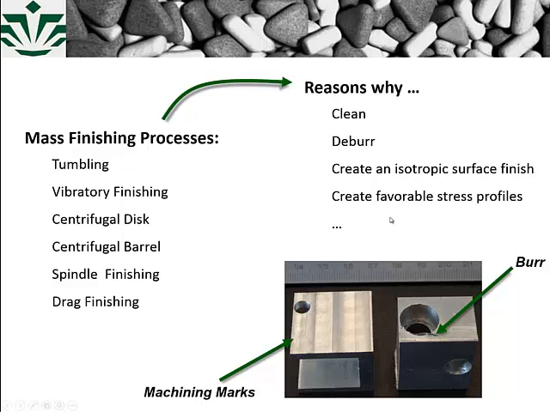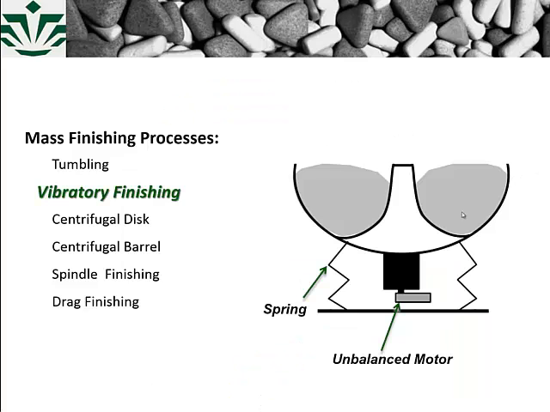They're also used to create favorable compressive stress profiles within the material, which is advantageous. Similar to what you would get in peening, though peening would probably give you a greater degree of compressive stresses than these processes could achieve. How do they work? Well, I'll walk you through the process with respect to vibratory finishing.